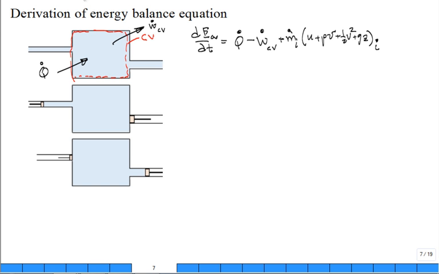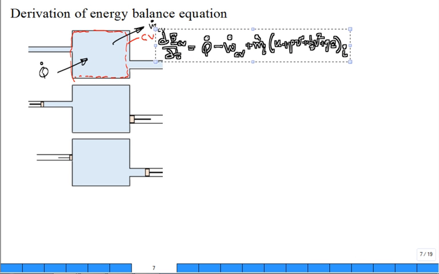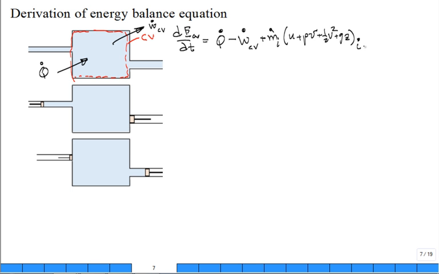Let me try and scoot this over. I want to put it all on one line. That doesn't look good, does it? Fine, I'll try and squeeze it in. What do you think I need? Minus m dot exit times u plus PV plus 1/2 V squared plus gz, all of that on the exit. It could go out with a different speed, a different elevation, a different internal energy value, a different pressure, a different specific volume. That's right. All those on the exit. So that's our equation. We need to derive this equation.